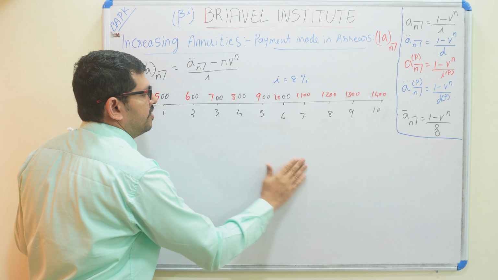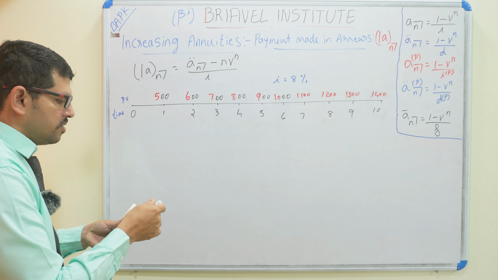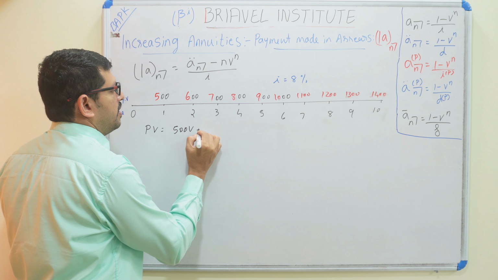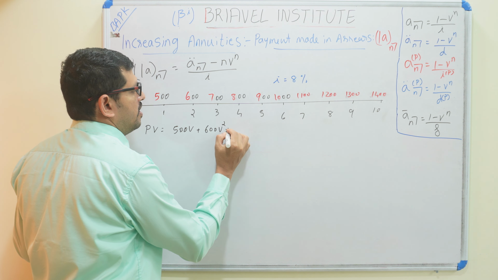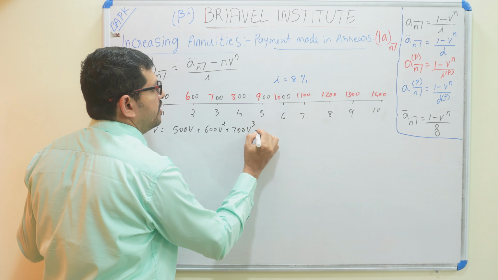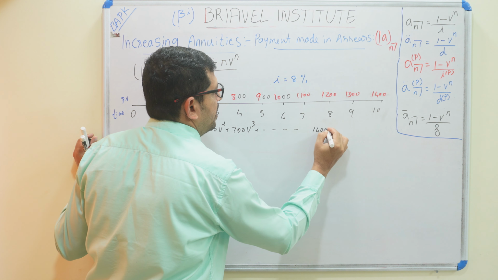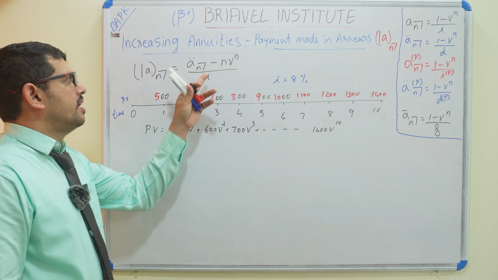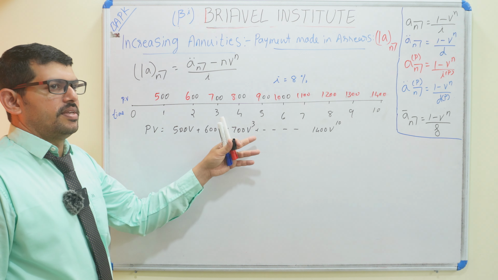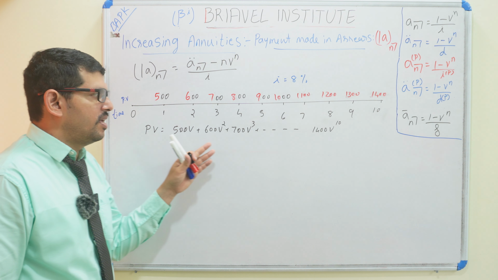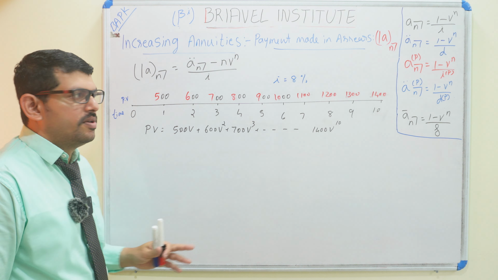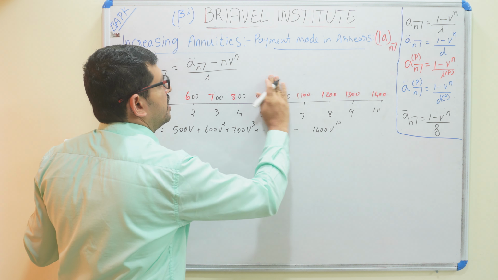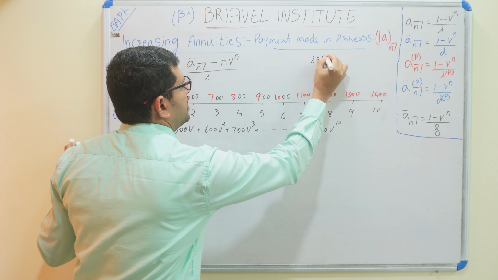Now we have to find the present value the same way. This is 500v plus 600v squared plus 700v cubed up to 1400v raised to 10. So it is very difficult. This is not like an increasing annuity or a constant annuity, so it is very difficult to find the present value. So for that I am dividing this. Here i is equal to 8% only.